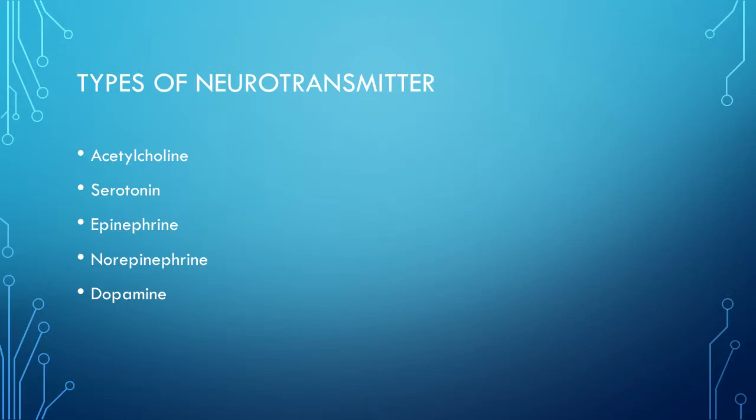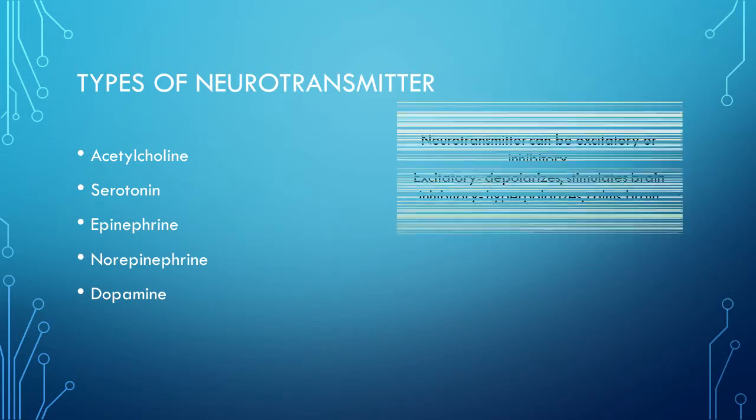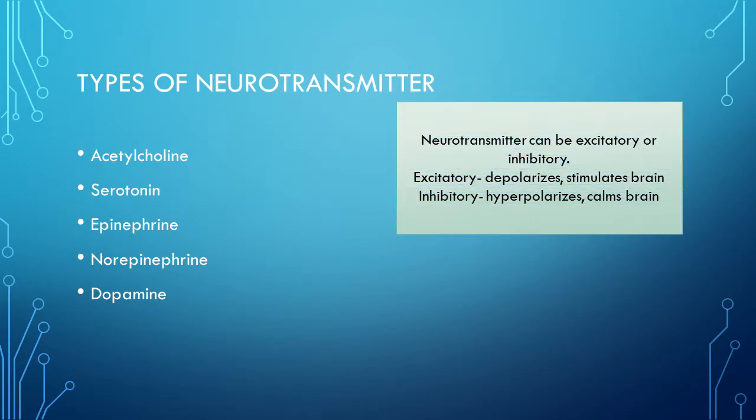However, it is important that you know the difference between excitatory and inhibitory. Excitatory will depolarize the postsynaptic membrane and stimulate the brain. Inhibitory will hyperpolarize the postsynaptic membrane and calm the brain. In other words, excitatory is going to continue the message and inhibitory is going to inhibit the message.